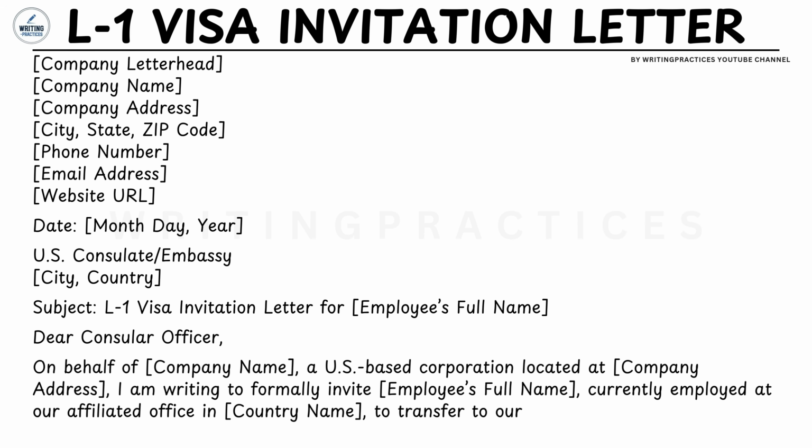This paragraph sets the scene. You're establishing that your company is based in the US and is formally inviting someone from one of your overseas branches to transfer to the United States. This is the core of what an L-1 visa is all about: intra-company transfers. By including both the US office location and the foreign office location, you clearly show that your company operates across borders and that this employee is already part of your organization.